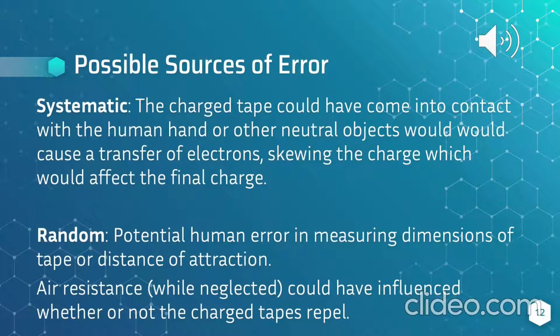Before diving into the code, I would like to address the discrepancies that could have happened during this experiment. Systematic errors include the charged tape coming into contact with human skin or other neutral objects such as a desk, which would skew the charge of the U tape, which would also affect the final charge as electrons would have transferred and the two tapes may or may not have repelled. Random errors include potential human error measuring dimensions or tape distance of attraction, which could have slightly skewed the results.